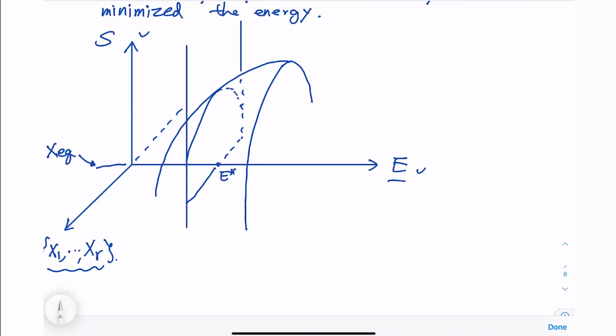Okay. So the first thing is that obviously we can see that this entropy is a monotonic increasing function of internal energy, so there's no problem. And for a specific given energy E star, the equilibrium configuration actually corresponds to the maximum value of the entropy. That is basically this spot. Let's call this spot 1.